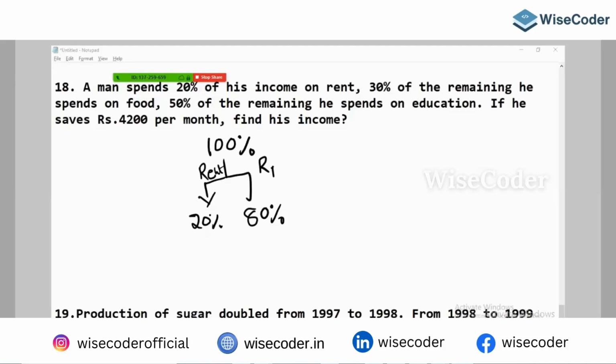In 80, what is 30%? 30 by 100. The zeros cancel, so 8 3s are 24. So in 80, 30% is 24.